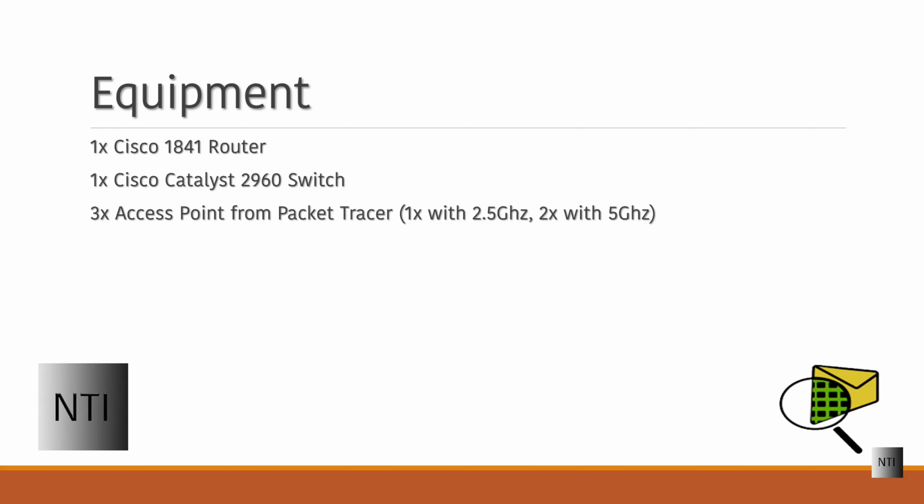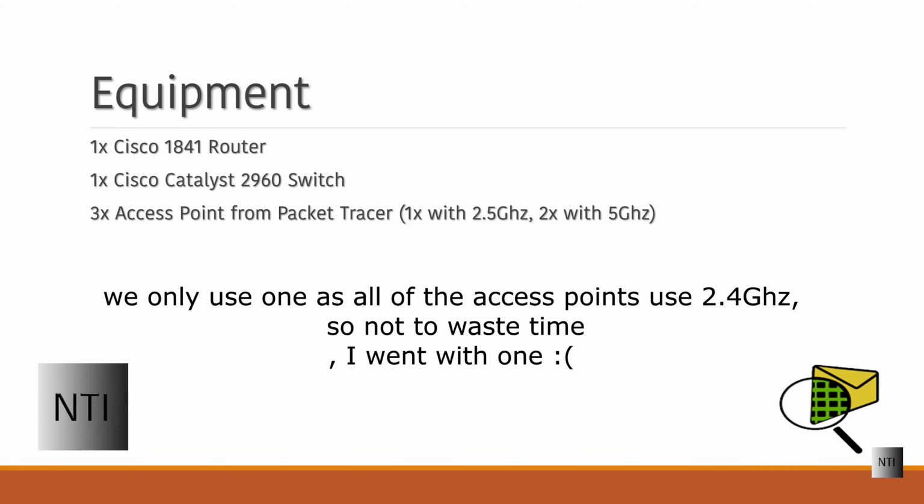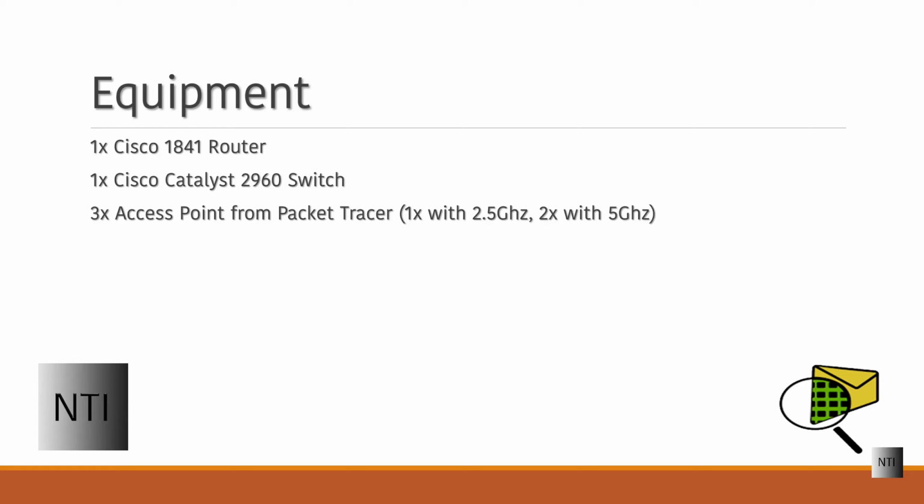And the equipment. We'll be using one Cisco 1841 router, as our main router device, of course. We'll also have one Cisco Catalyst 2960 switch, and 3 access points from Packet Tracer themselves, as there's no Cisco branded wireless access points, or at least that's what I think, because I haven't had a proper look yet. But one will be 2.4 gigahertz and 2 will be 5 gigahertz. So with that, we will now begin with this tutorial.